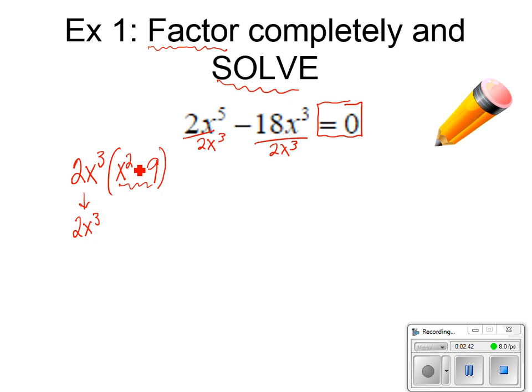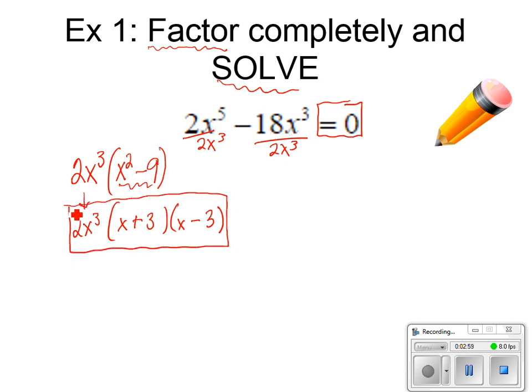What times what gives me x squared? Well, that's easy, x times x. What times what gives me 9? 3 and 3. One of them is a positive and one of them is a negative. Now that I have completely factored it, I can solve, which means I can use the product property rule, which basically says I can take every factor and set it equal to 0 and solve for x.